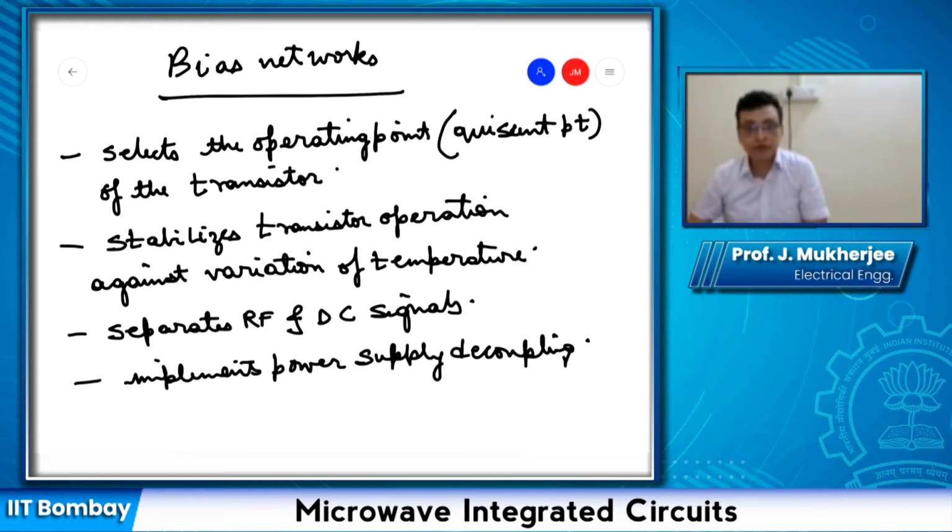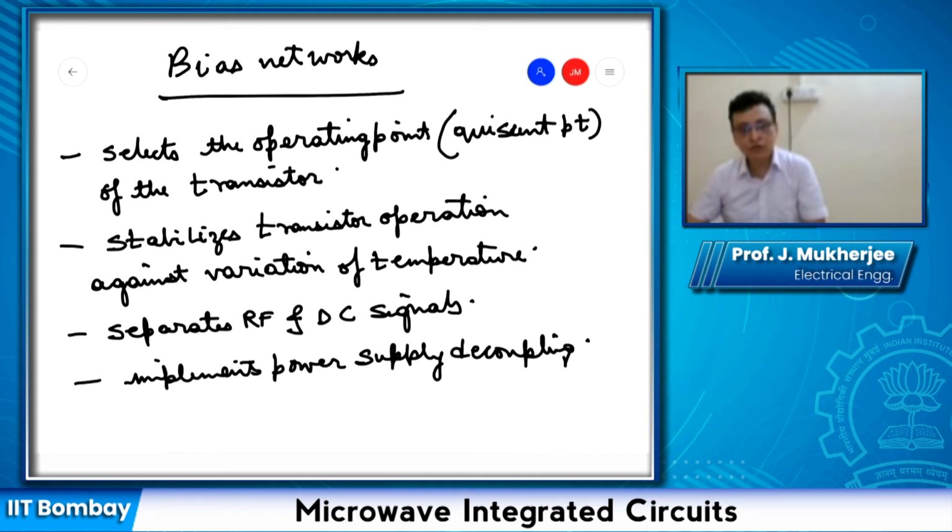Then the second important function of the bias network is to set the operating point of the transistor even in the presence of temperature variation. As you must be knowing, the characteristics of a transistor change when the temperature varies. To prevent that, the bias network can be used to correct for the temperature variation.